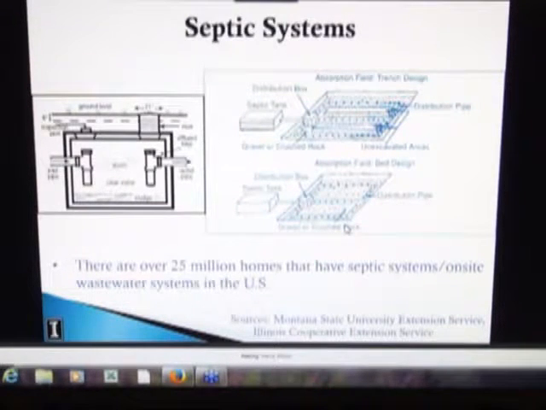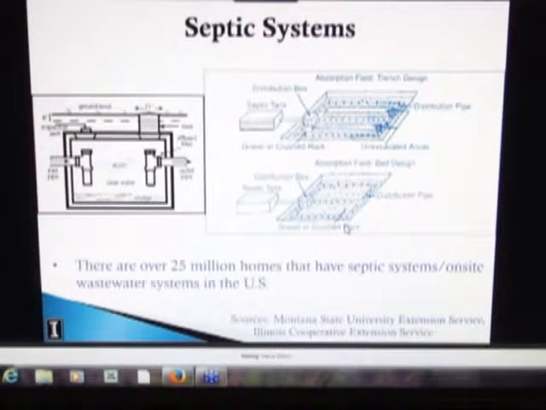So there are over 25 million homes that have septic systems or on-site wastewater systems in the U.S., which is quite a number of people. The way it works, you can see on the diagram on the right, you have a septic tank. It goes into a distribution box. Someone asked a question about a D box. That's what this is. From there, it separates into your distribution field or your absorption field. A lot of times this is perforated pipe that's been dug out and filled with sand to give it more infiltration capacity. And then that slowly infiltrates further into the ground, where more bacteria can work on it and break it down and make it harmless.